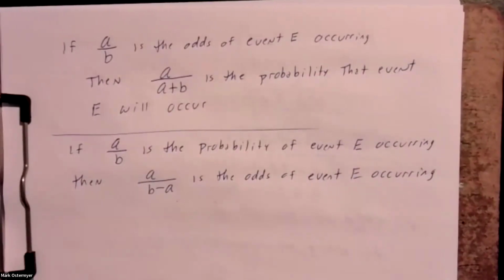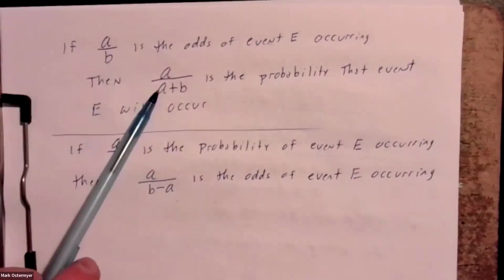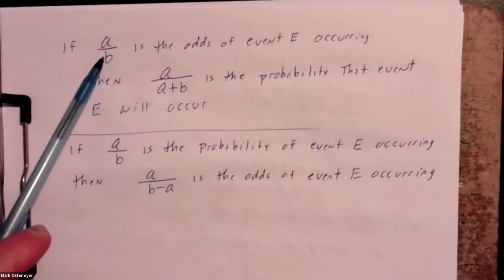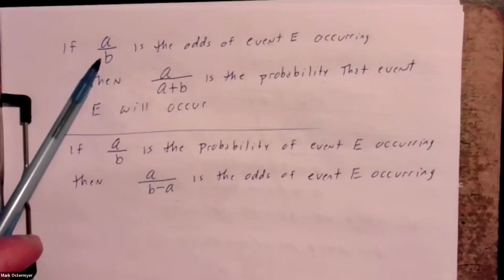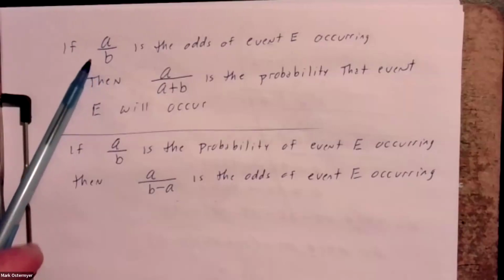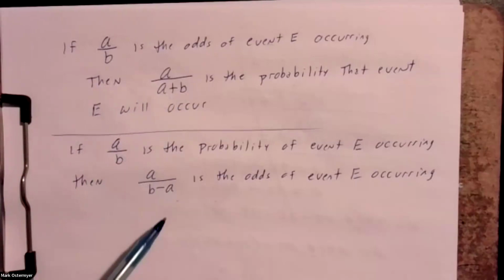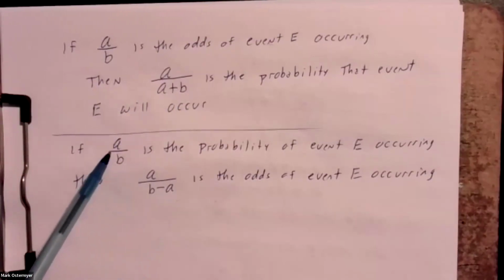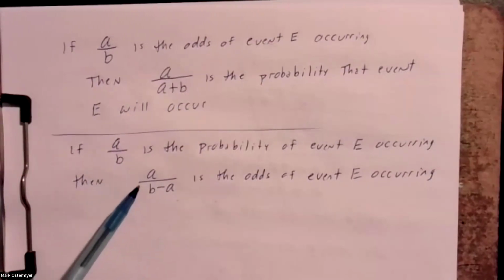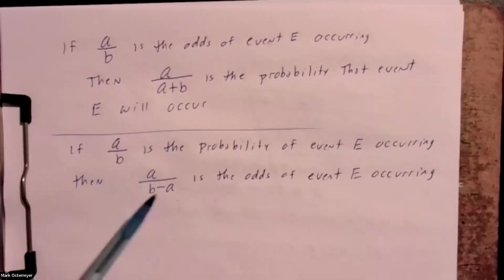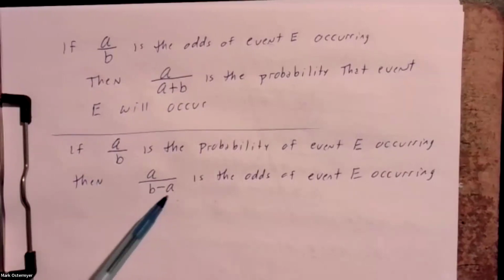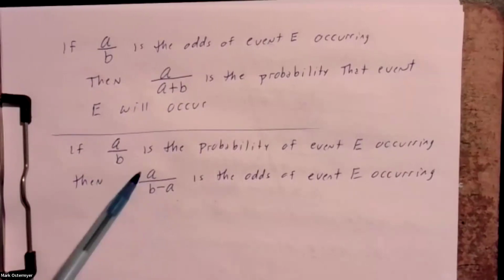So this is how we can relate odds to probabilities. If you're going from odds to a probability, the denominator becomes the sum of the number of favorable ways versus the number of unfavorable ways for an event to occur. Whereas if you're going from a probability back to odds, you have to take the denominator and subtract off the number of favorable ways in which an event can occur. That would become the denominator of the odds ratio.